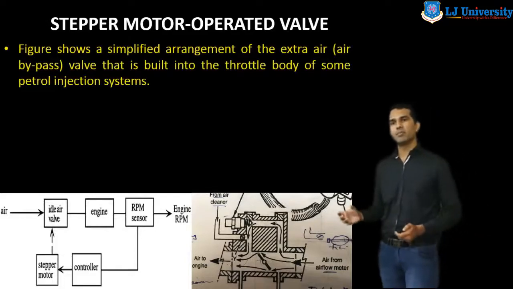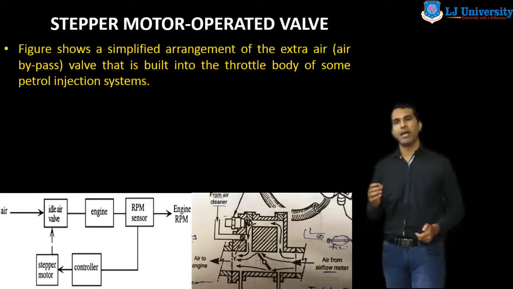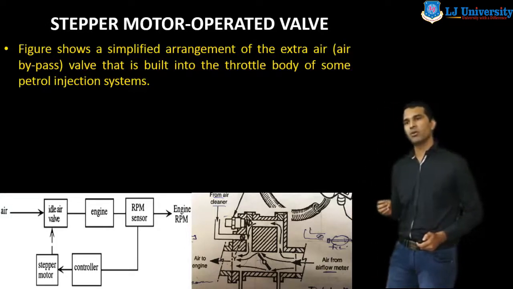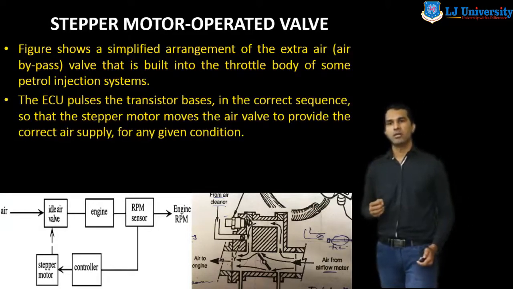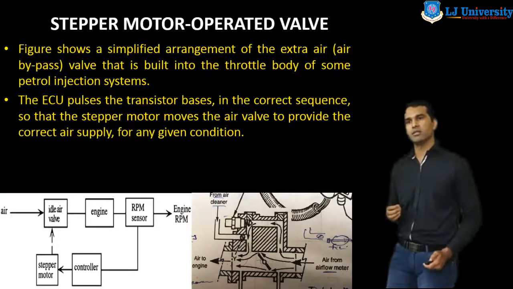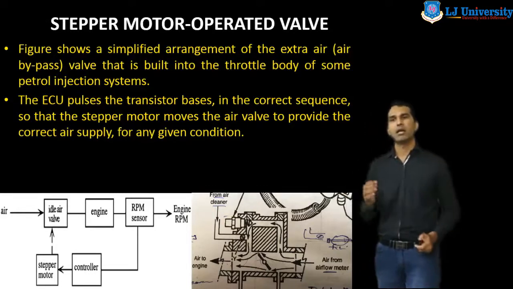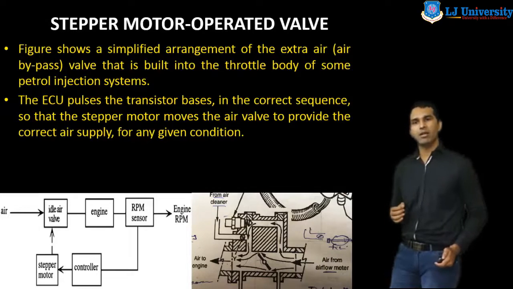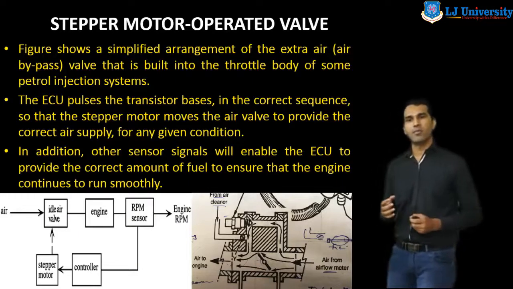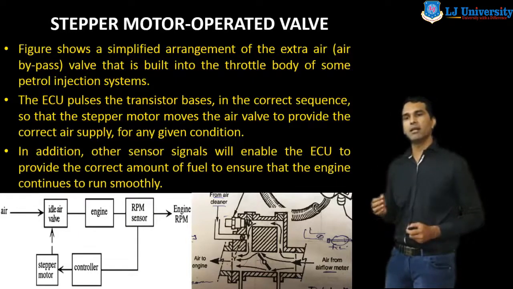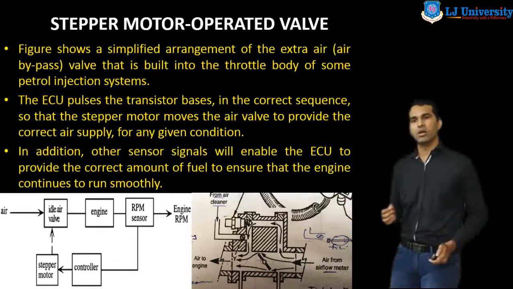The figure shows a simple arrangement of the extra air valve that is built into the throttle body of some petrol injection systems. The ECU pulses the transistor base in the correct sequence so that the stepper motor moves the air valve to provide the correct air supply for any given condition. In addition, other sensor signals will enable the ECU to provide the correct amount of fuel to ensure that the engine continues to run smoothly.